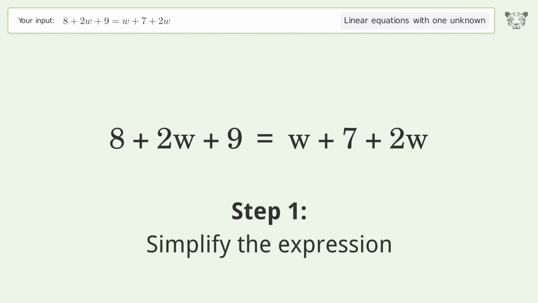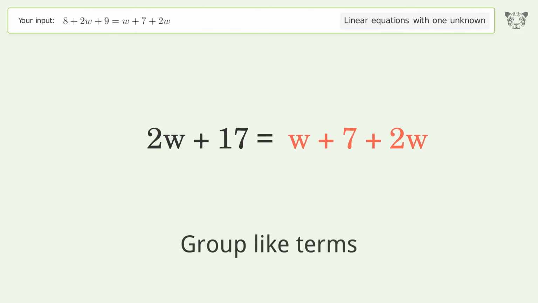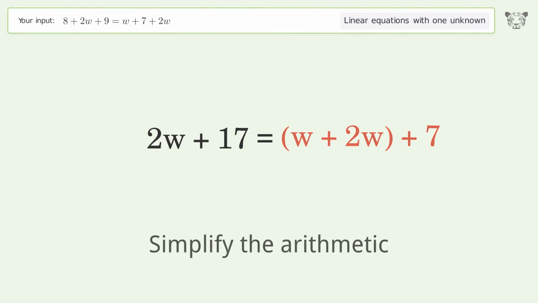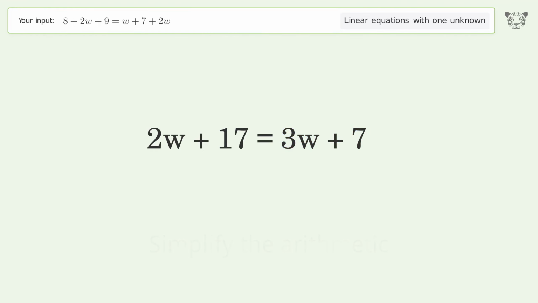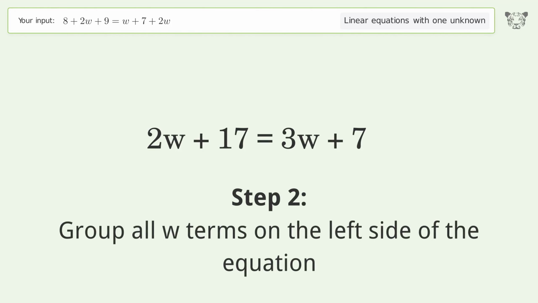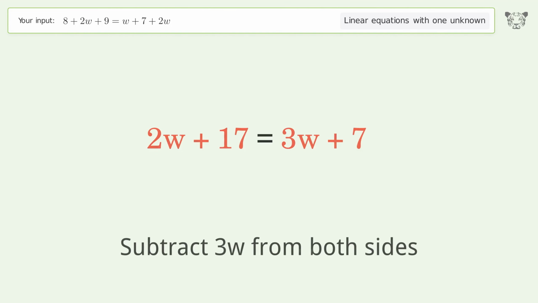Simplify the expression. Group like terms. Simplify the arithmetic. Group like terms. Simplify the arithmetic. Group all w terms on the left side of the equation. Subtract 3w from both sides.